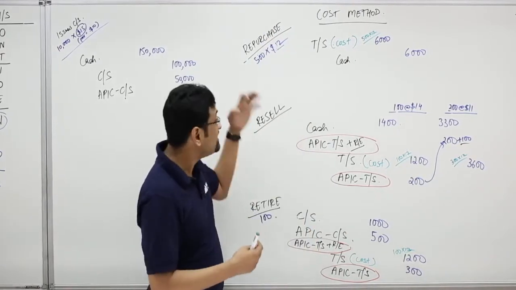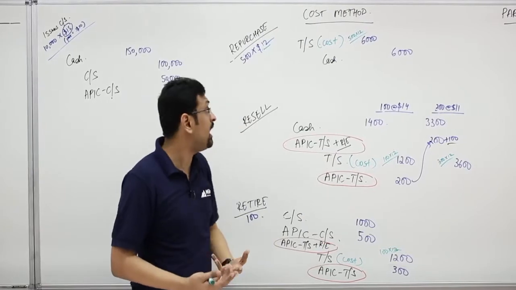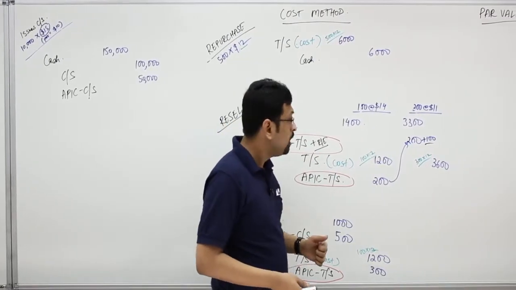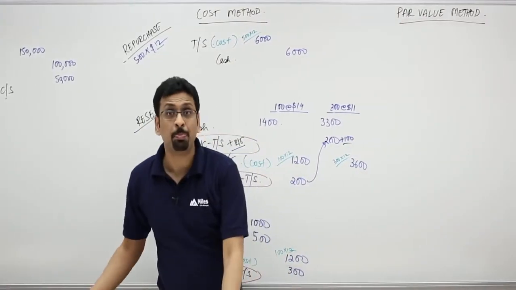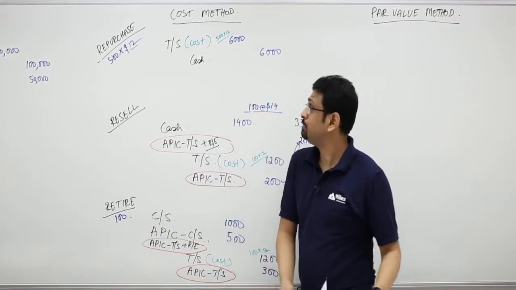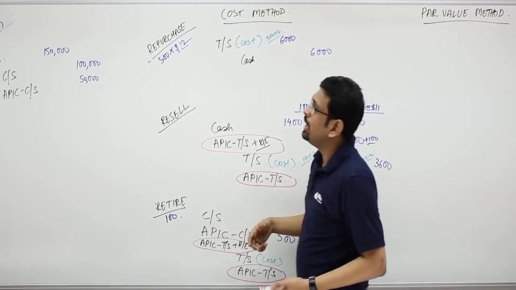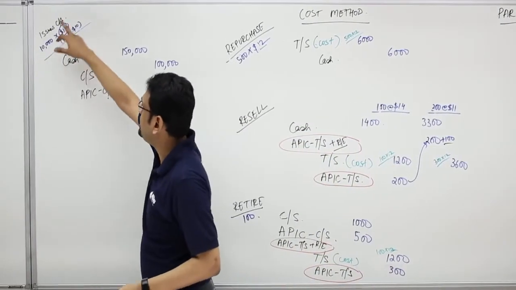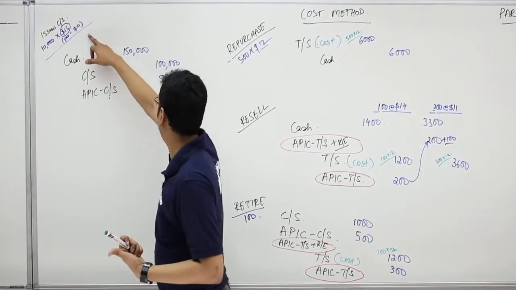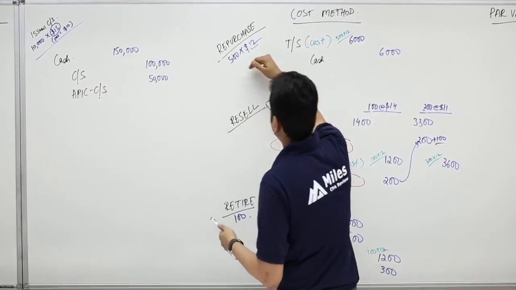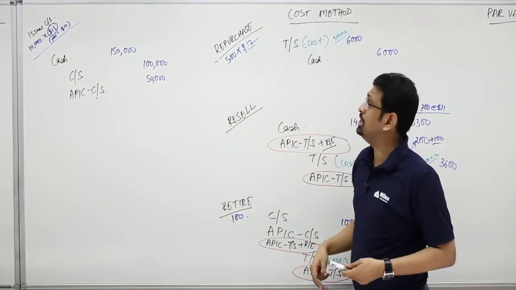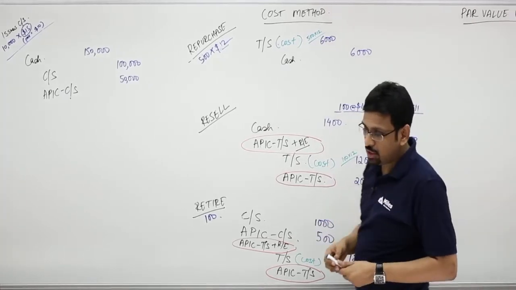Let's try to compare the same journal entries, the same scenario, with the par value method. Now in the par value method, I told you it's par in, par out. So let's have the same issuance where we issued 10,000 stock at $15, $5 in excess of par. Now we are repurchasing the stock at $12 each. So now looking at the par value method.